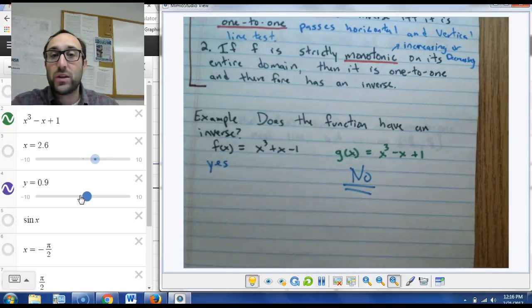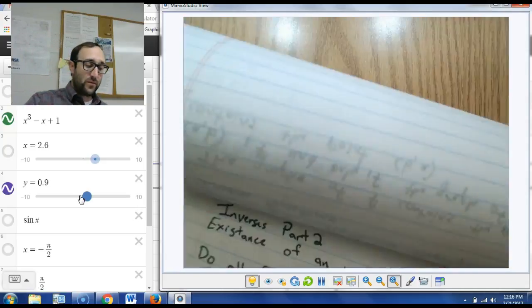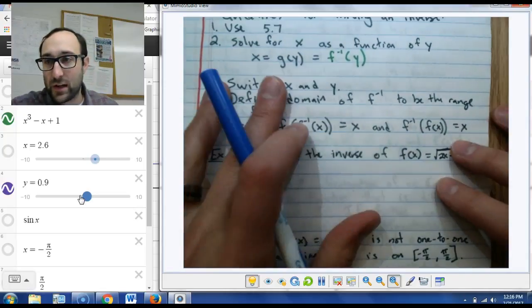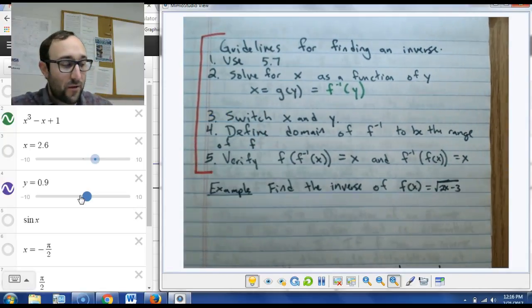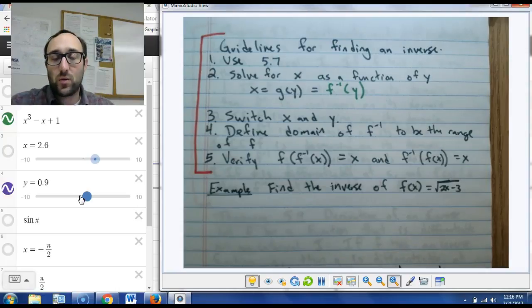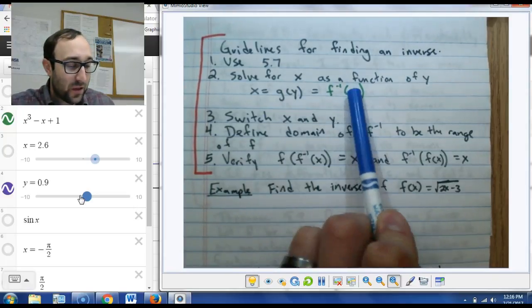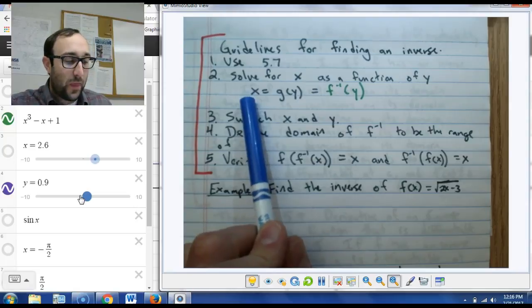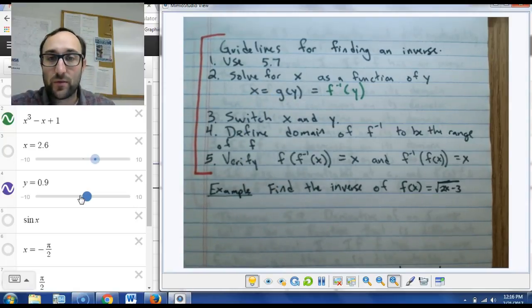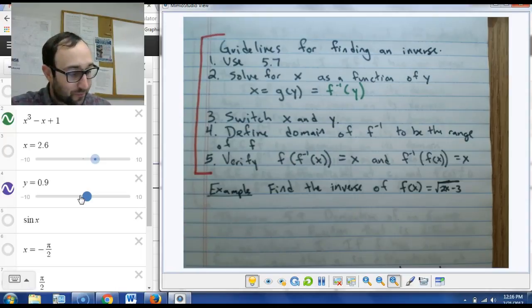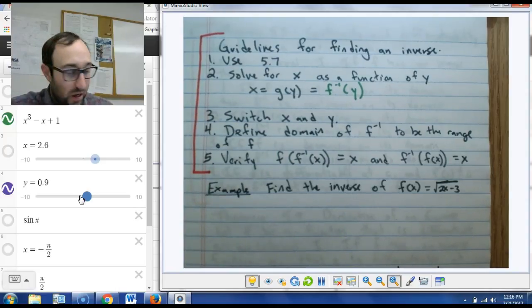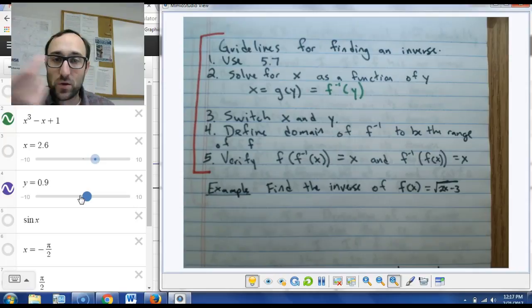All right, so using graphs is a good way to check for inverses. Here are some other guidelines that you can use to help find an inverse. First, you can use Theorem 5.7. Use the horizontal and vertical line tests. Is it 1 to 1, or is it always increasing or decreasing? Then you know it's going to be a function. Second, solve for x as a function of y, meaning solve for x and then call it g of y, and there you go, that's going to be your inverse. Third, you switch the x and the y. Number 4, define the domain of f inverse to be the range of f. So we just have a set of numbers and switch them with the domain and range.